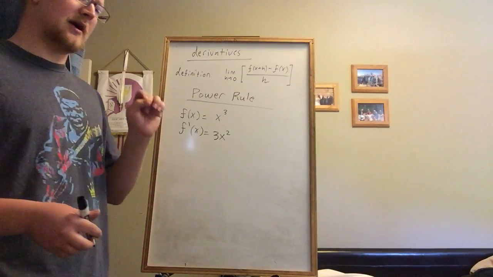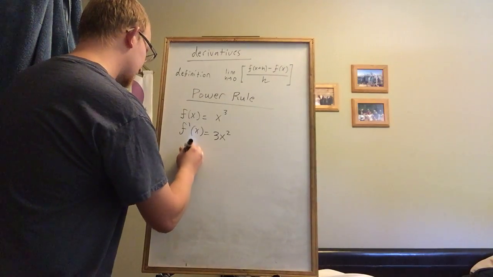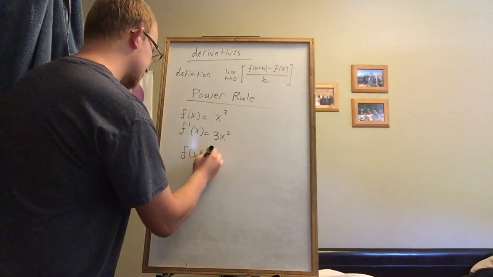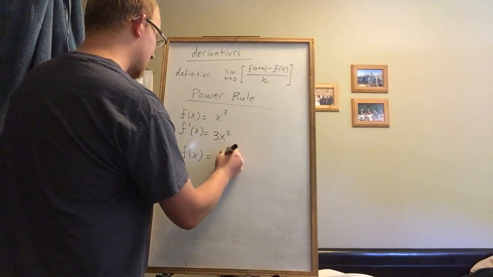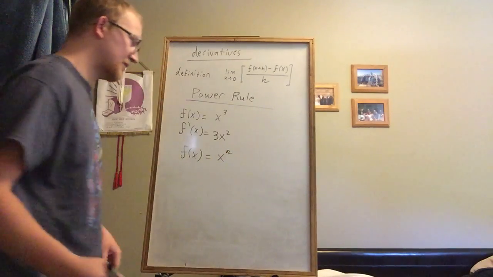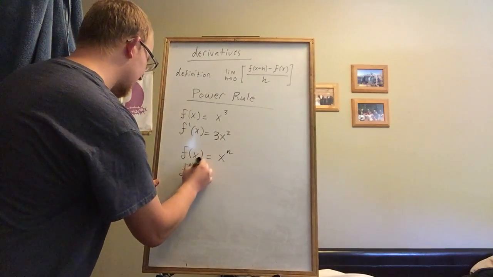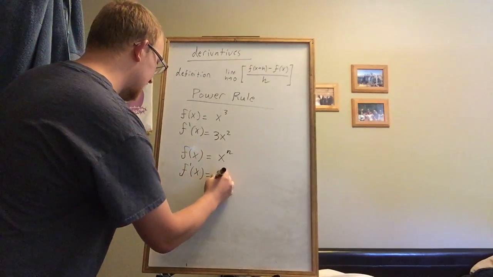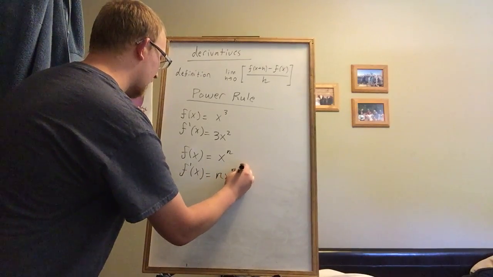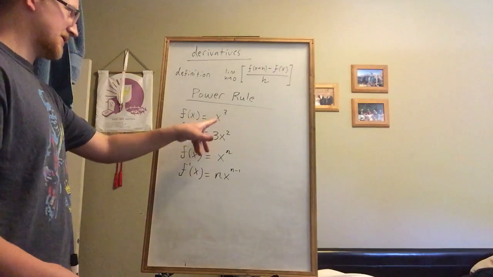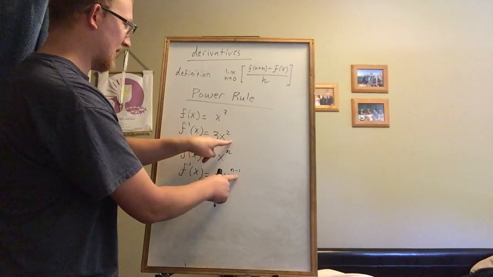Now there is a more general way to write this, and how we would do that is if we said f of x is equal to, let's say, x to the n, so n could be any number, well then f prime of x would be equal to n times x to the power of n minus 1. So just like up here, n was 3, we brought n to the front, and then we subtracted 1 from the n.